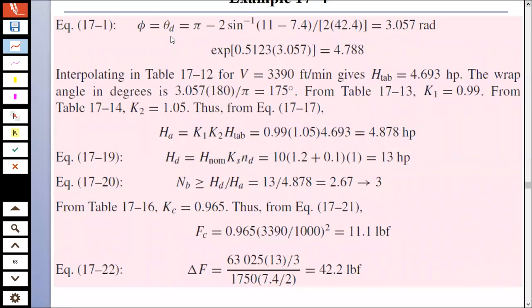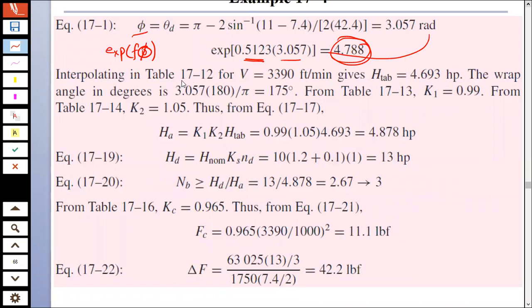Okay, sabse pehle what you do is find your phi, which is theta d, pi minus 2 sine inverse of (D minus d) over 2C, and so on. So this is your phi. And then with that, you go ahead and find your exponent of f phi. You already have your f, which is 0.5123, and then your phi is 3.5057 radians. So plugging that value, this is the exponent of f phi. Theek hai ji.